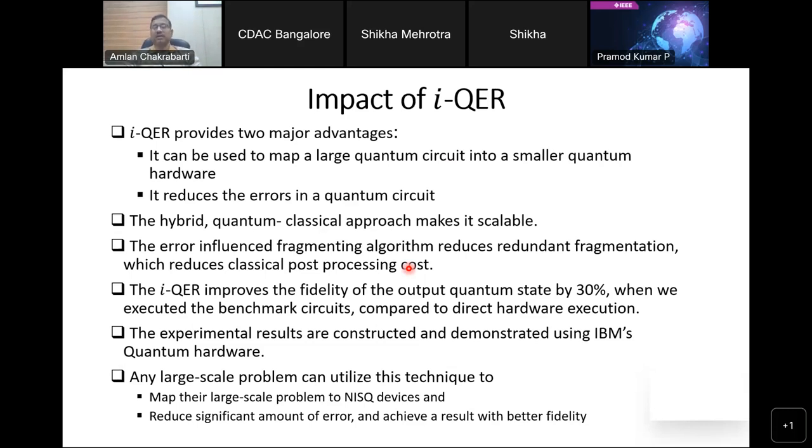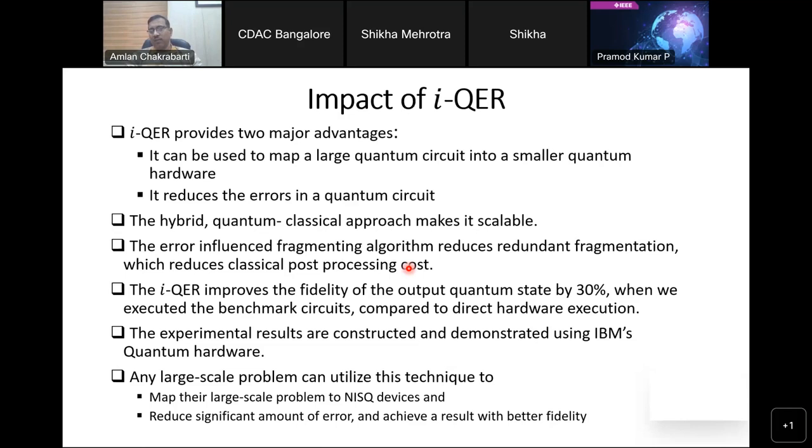The only cost that increases here is in fragmenting the circuit, right? So fragmentation of the circuit incurs a cost, and obviously you require multiple copies of the hardware so that you can run these fragmented circuits individually. And then you can again collapse the results into a sum form. So post-processing and pre-processing of the circuits take a little bit of cost, but we have reduced the error significantly in the circuit, right?